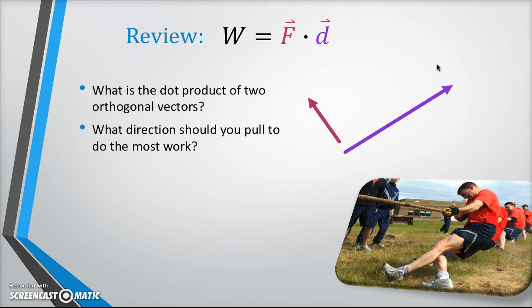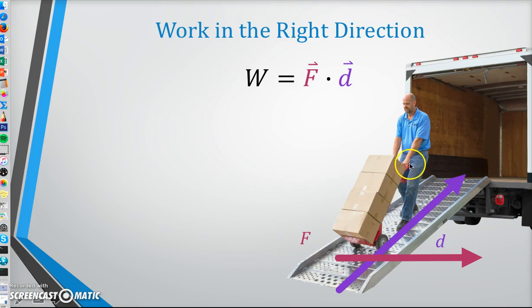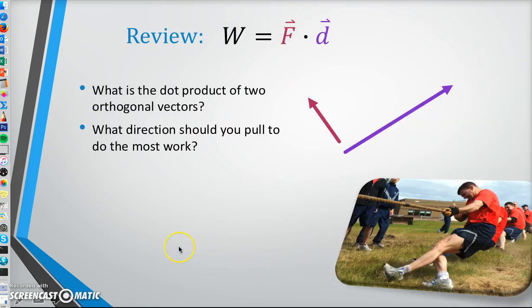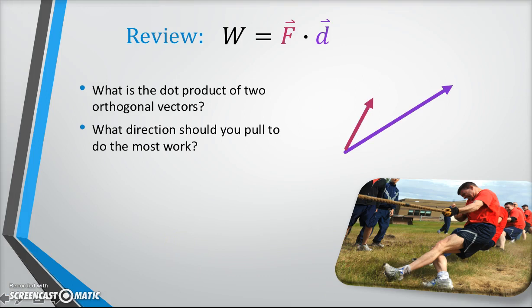If you can't pull perfectly parallel to the direction you want to go, or if it's not comfortable to pull in the direction you want to go, because frankly it's better for your arms to pull a little bit this way, just a few degrees up, in that case, you should pull as close to parallel as possible. The closer you are to parallel, the bigger your dot product is going to be.